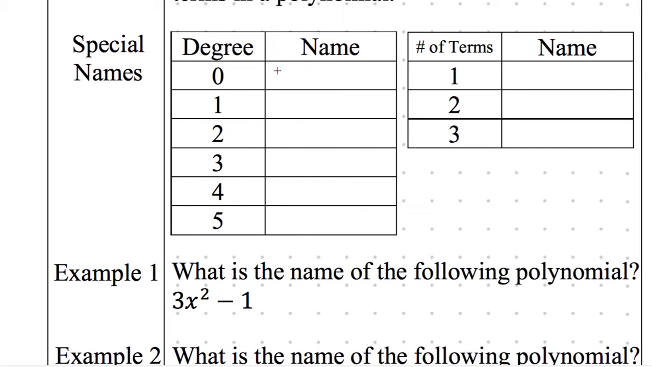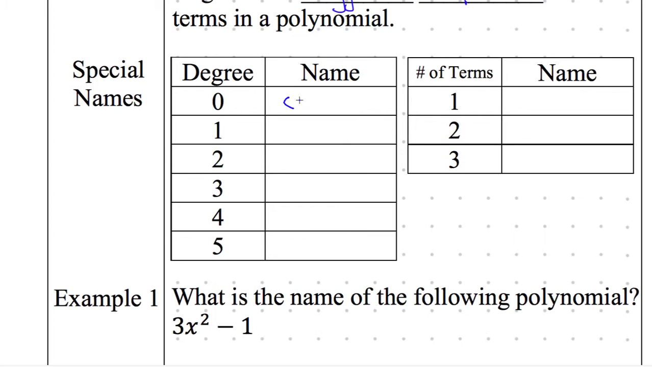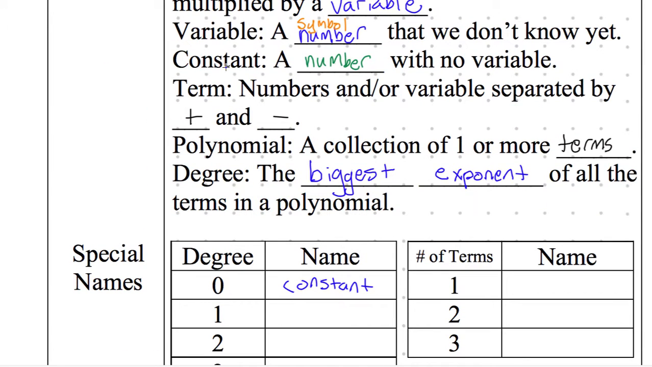If I have a degree 0, that has a very special name. A degree 0 is called a constant. Wait a sec, Mr. Sindel. You define constant somewhere else. We define constant up here. That's a number with no variable. It's the same thing. If I have something like this where I have 7, it is a polynomial that is a constant. That's why it has a definition of constant.